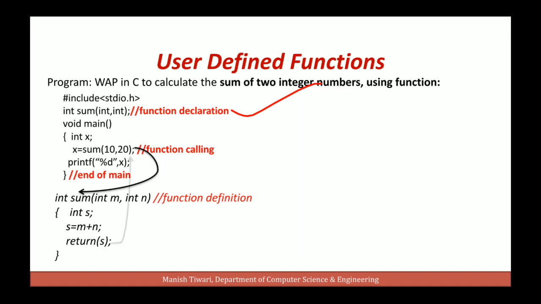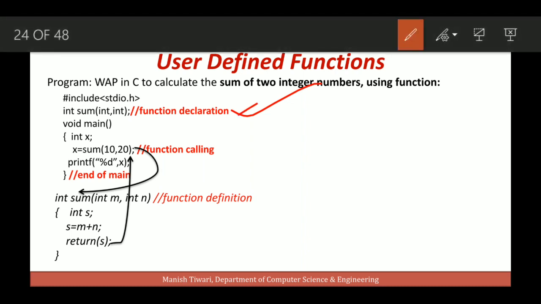Then after the execution of that function, control goes back again to the calling function. And since here we are returning a value also, we are returning s actually. So this x will be returned to main, and the value of x will be received by the x. So x will be equal to s actually. Then when we print the value of x, 10 plus 20 will be printed. So this way the entire working is there. This is function declaration, this is function calling, and this is function definition.